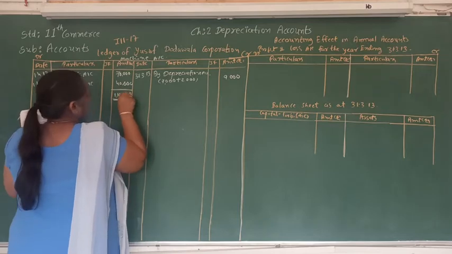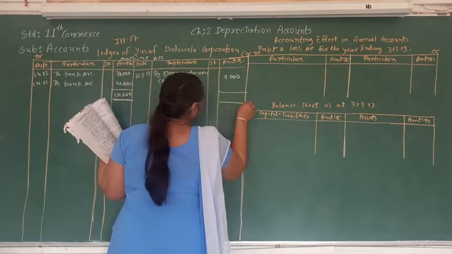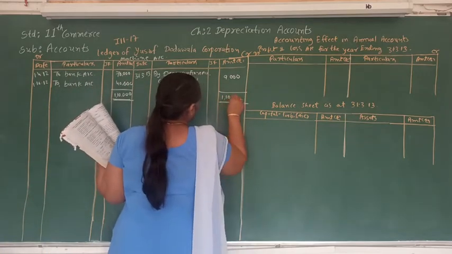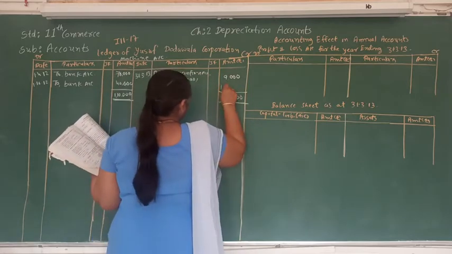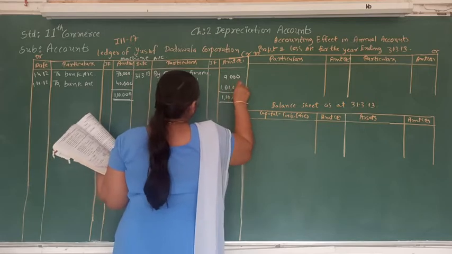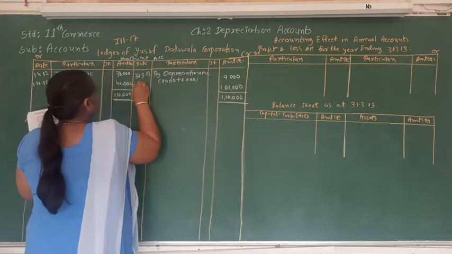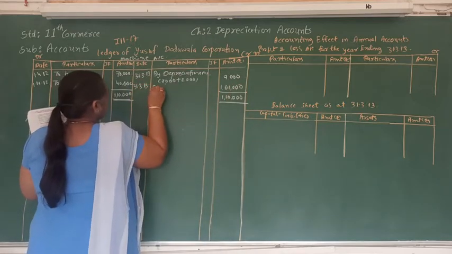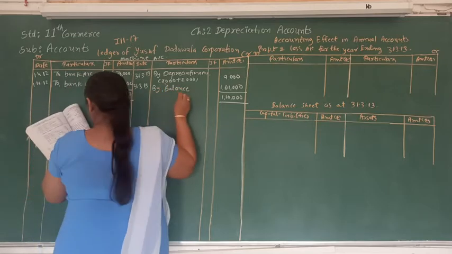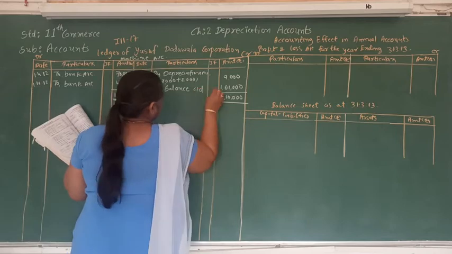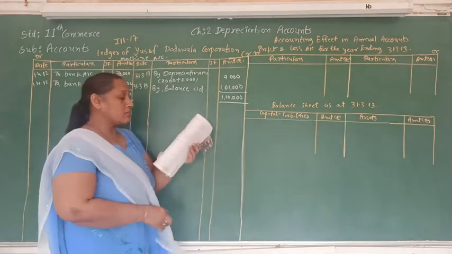Now let's find out the balance of the machine account. 1,10,000. From 1,10,000, if we deduct 9,000, the balance will be 1,01,000. So this is the balance on 31/3/13 by balance carried down. So this is at the end of the first year.